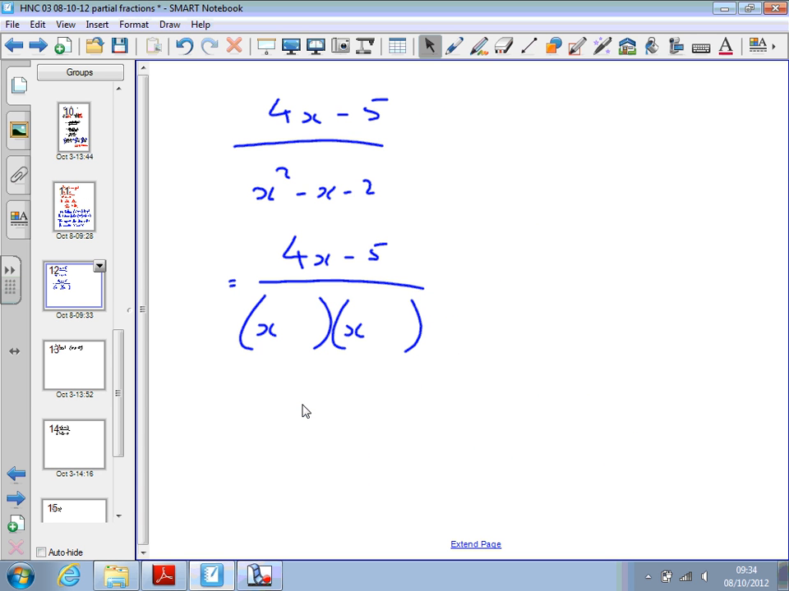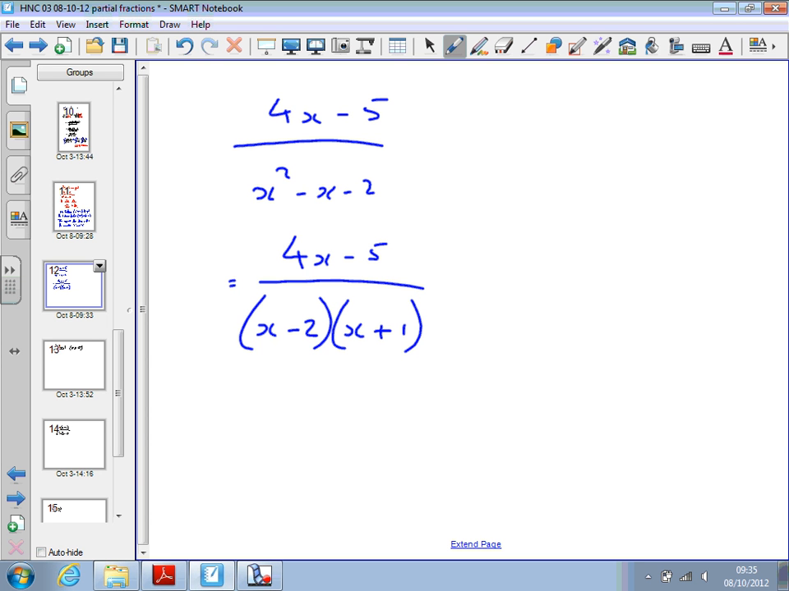So remember factorising the first bit. How do we get from the x squared minus x minus 2 to these two linear factors? We find two numbers that multiply together to give minus 2 and add together to give minus 1, the number in front of x. Minus 2 plus 1 gives us minus 1. Minus 2 times 1 gives us the minus 2. So the first thing is to remind ourselves how you factorise. That's what you do. Okay?